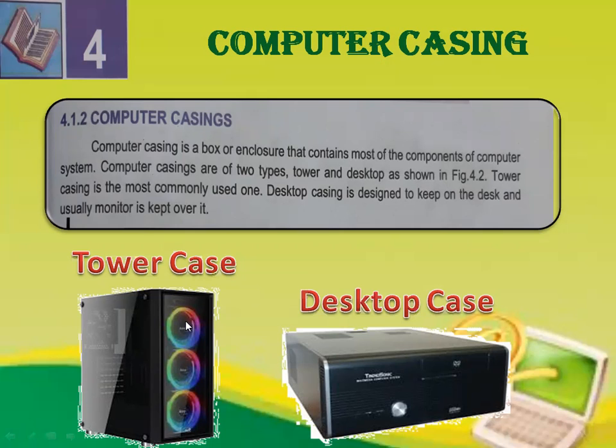So this is a tower casing, which we normally have in a desktop computer. In a normal PC we have a tower casing. And a desktop casing is kept on the desk, and usually the monitor is placed at the top of this casing. So these are the two types of casings.